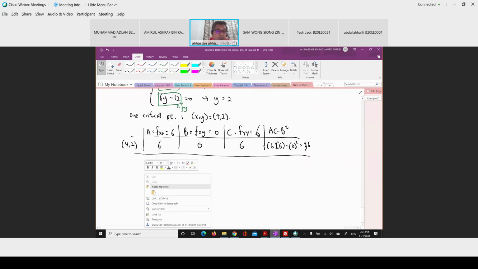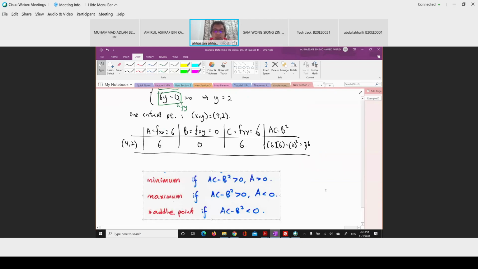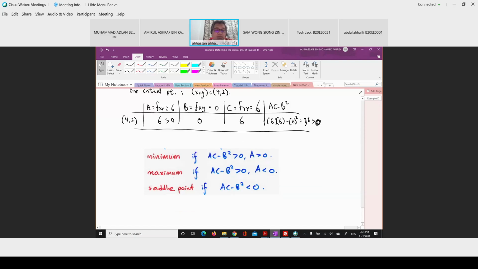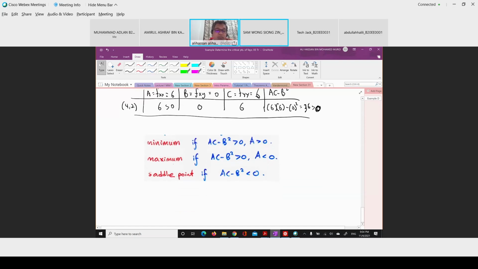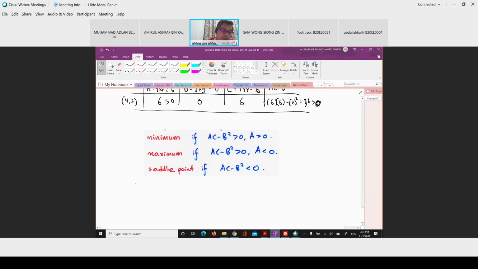Paste it here. Okay, so AC minus B squared is greater than 0, and A here is also greater than 0. So F is minimum at the critical point (4, 2).